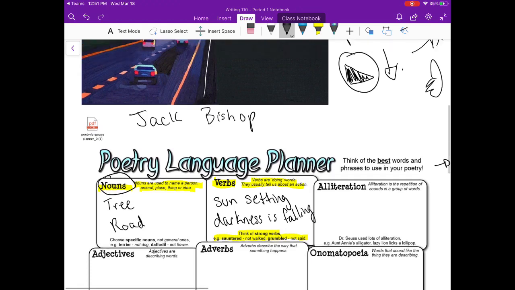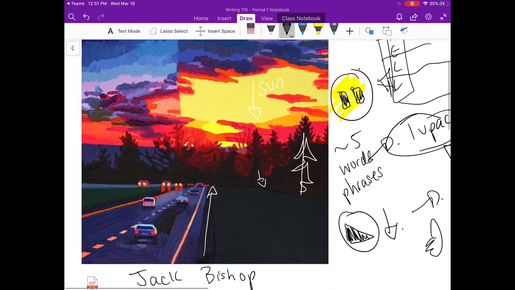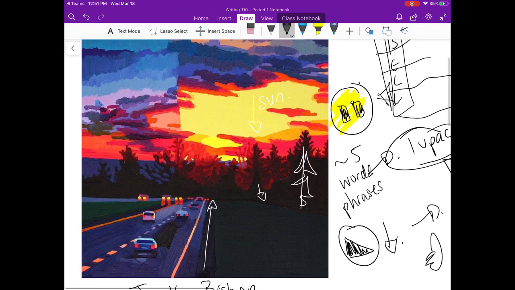So try to think of some verbs that you could see in this photo. I want you to add a few more. See how many you can get. All right, you should have at least one more. You could also try to imagine what the people in the cars must be doing, right? Obviously, they're driving in some way, but what are they doing while they're driving?